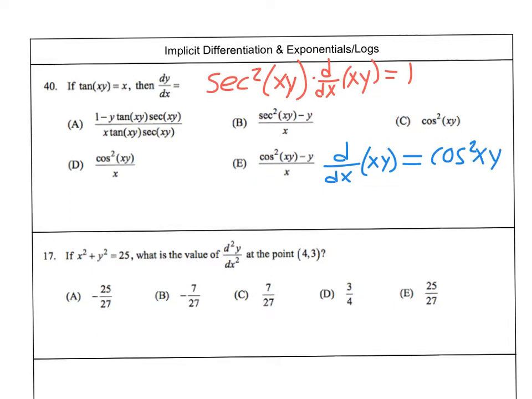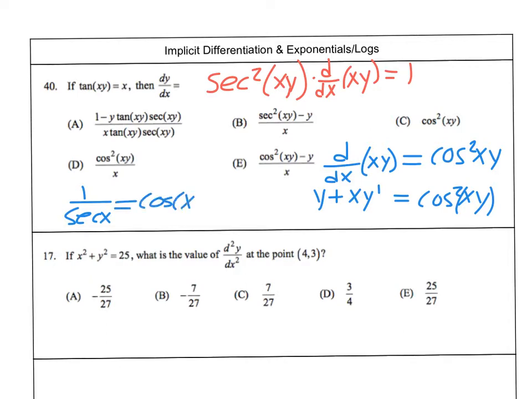The derivative of xy is going to be y plus xy prime. That's times cosine squared of xy. And just so that you don't get confused about where that came from, 1 over secant of x is the same as cosine of x. That's why I just switched it there so we wouldn't have a fraction.